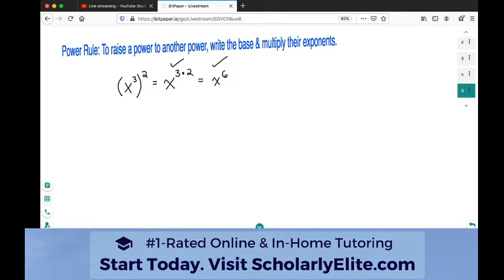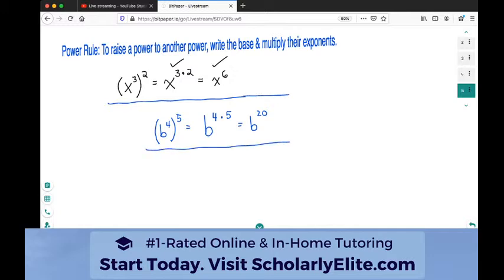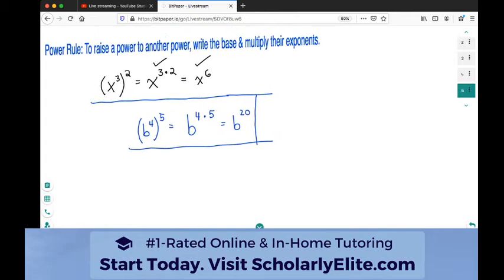Let's try another example. So I'm just going to put a little thingamabob there. Let's try the example b to the power of 4, and then that is to the power of 5. Again, using our power rule, we're going to say b to the power of 4 times 5. And then that's going to give us our final answer of b to the power of 20. Okay, very good. Up next, we're going to try something a little bit more difficult that is actually super important for you guys to understand.